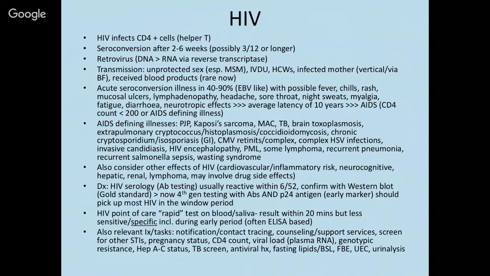HIV can produce acute illness in about 40 to 90%. It varies. It's like EBV, so they often have a sore throat, fever, headache, really big lymph nodes. They may have diarrhea, a bit of mucosal ulcers, muscle pains. They just feel really lousy. And then there's often a long period where the immune system keeps HIV in check until it eventually loses the battle.